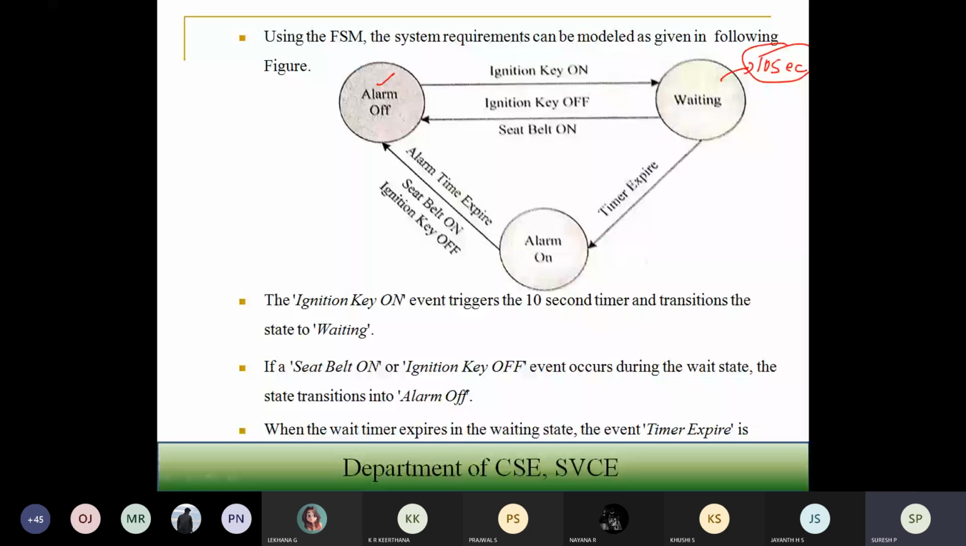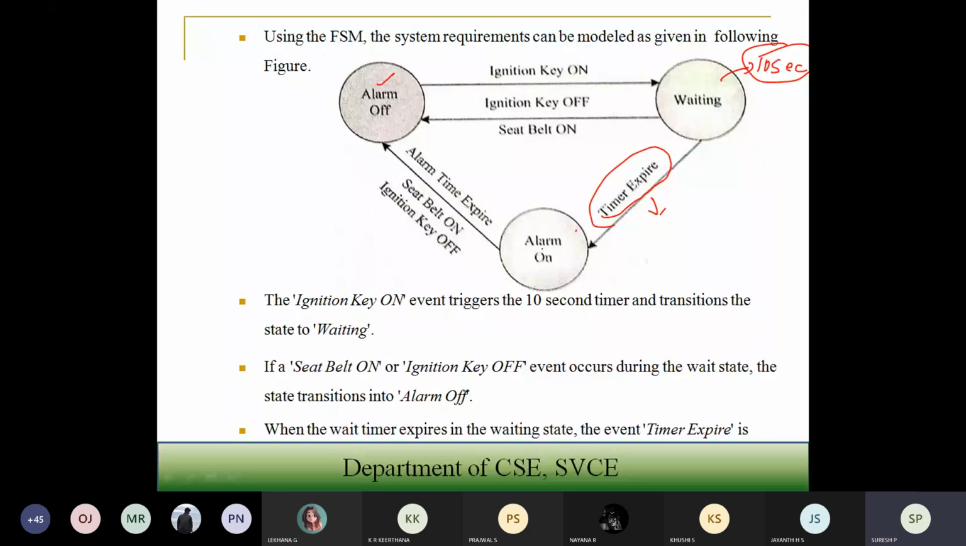So if the timer expires for 10 seconds, when the timer expires for 10 seconds, your alarm has to turn on. That means it has to give you the indication that you have not worn the seat belt. So after the expiry of the timer, the alarm has to turn on. Now how much time that alarm has to turn on is the next question.